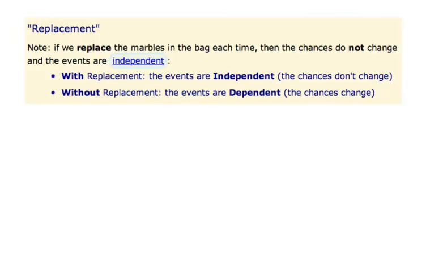All right, replacement. The definition of replacement is, let's say you take a marble out and you replace it back again in the bag and you reuse it. Without replacement is the opposite. We don't replace it anymore. So there is a difference between when you talk about independent and dependent. So if you replace the marble back in the bag, then this is considered independent. The chances don't change. Now, if we have without replacement, so we don't replace the marble back in the bag, then these are dependent on each other, just like the lemon and the lime in the previous example.